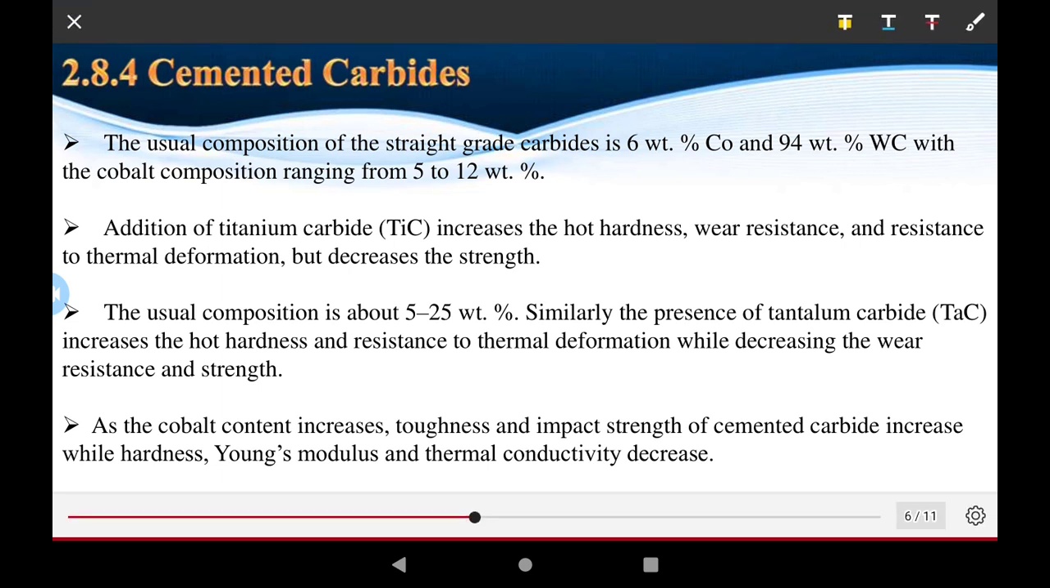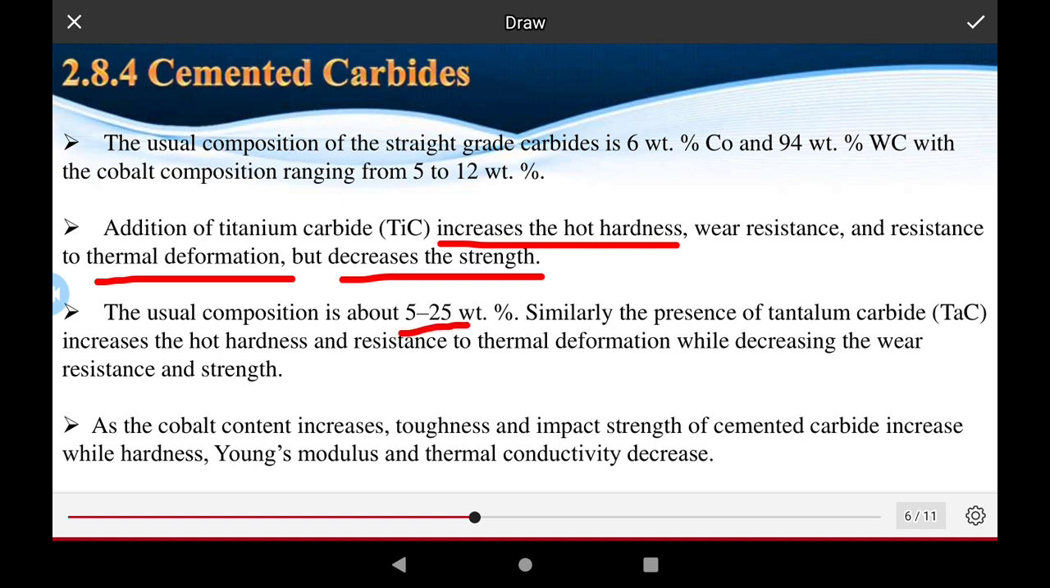This increases the hardness, wear resistance, and resistance to thermal deposition, but decreases the strength. The usual composition is about 5 to 25% titanium carbide. Titanium carbide increases the hardness and the resistance to thermal deposition, while decreasing the wear resistance and strength.